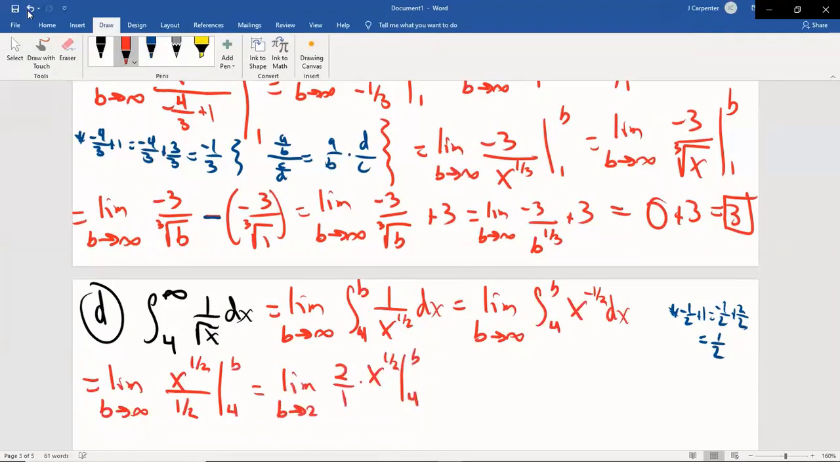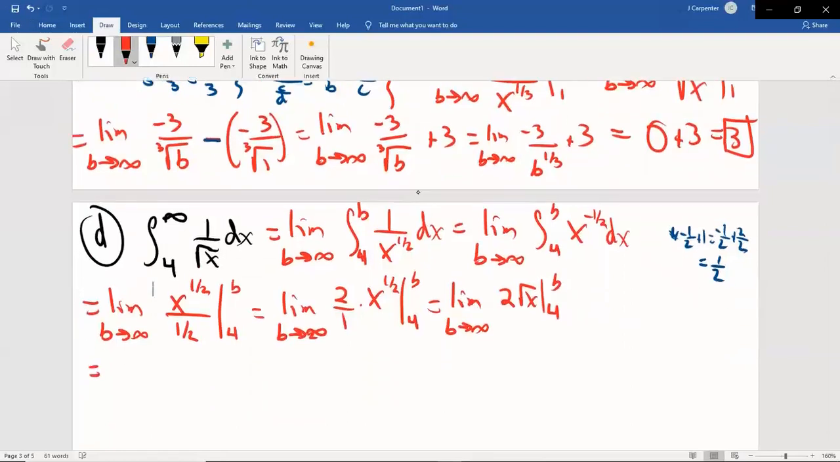Evaluated from 4 to b, which is the limit as b goes to infinity. That looks like a 2 times 2 times the square root of x, evaluated from 4 to b. Now we can plug in the b and the 4. So the limit as b goes to infinity of 2 square root of b, that's the upper limit being plugged in, minus, that's part of the formula, plug in the lower limit, 2 square root of 4.